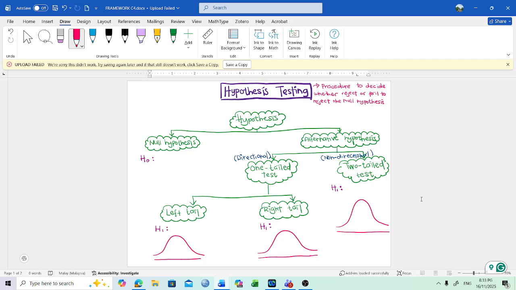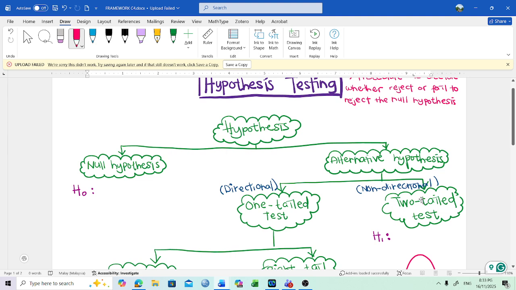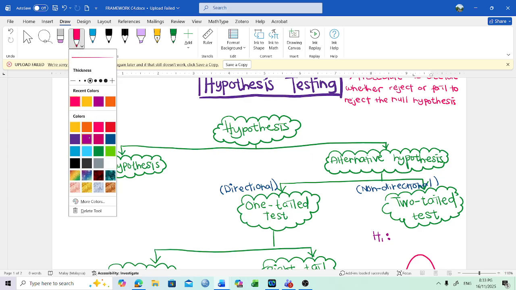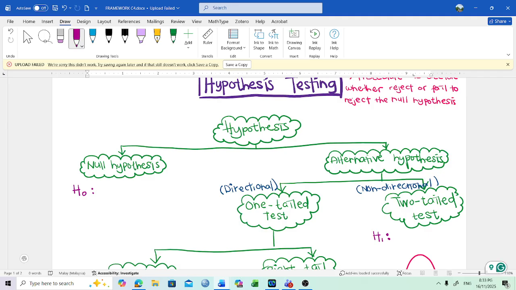Hypothesis refers to a statement of the value of population mean, which is mu. Here, I prepared a mind map of hypothesis. As you can see here, hypothesis can be divided into null hypothesis and alternative hypothesis. The null hypothesis can be written as H null, and the alternative hypothesis can be written as H1.